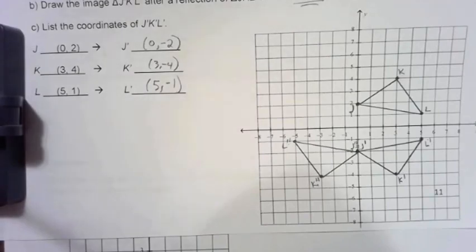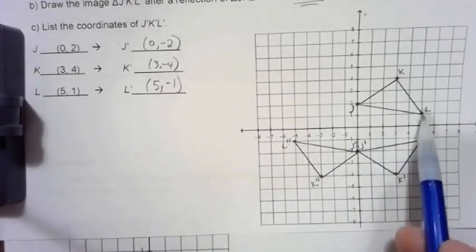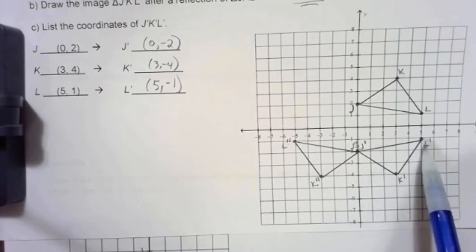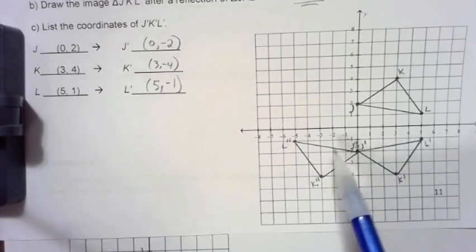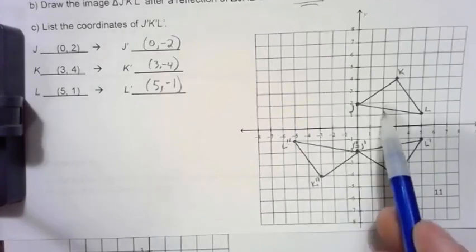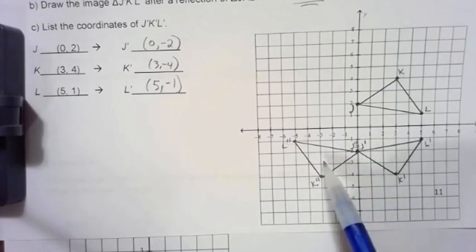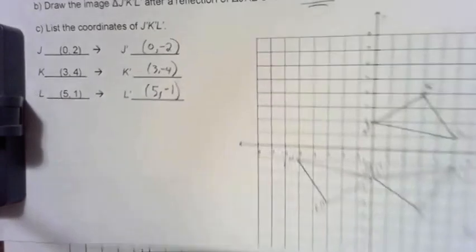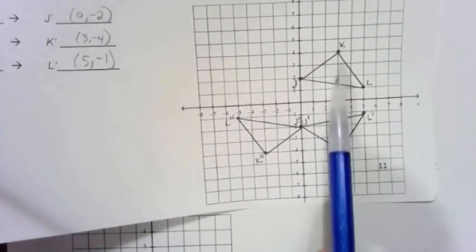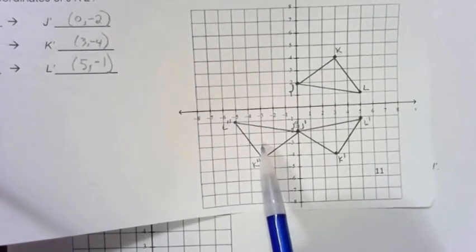All right, so to summarize what we've just done here, we started with triangle JKL. We reflected it over the x-axis to get triangle J prime K prime L prime, and then we reflected that triangle over the y-axis to get triangle J double prime K double prime L double prime. Okay, so we reflected over the x-axis, then reflected over the y-axis. Question F is asking us to describe a different combination of two reflections that would move our original triangle JKL to J double prime K double prime L double prime. So again, how could we have gone from this triangle to this triangle with a different set of reflections?